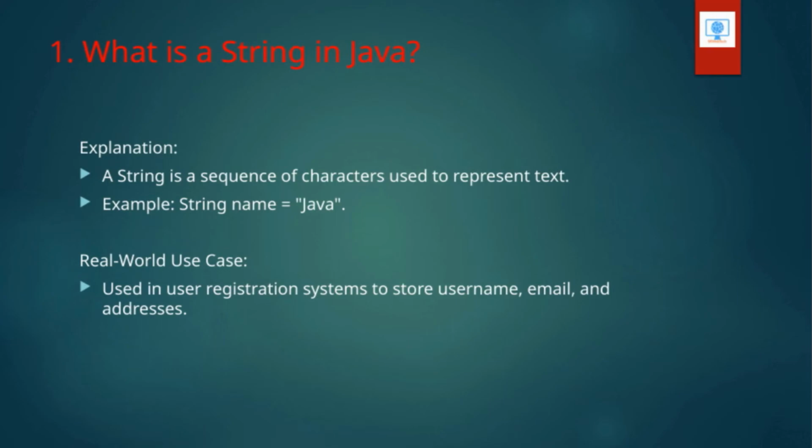Strings are incredibly important because they allow us to handle all kinds of text data in our programs. For instance, in real-world applications like user registration systems, strings are used to store information such as usernames, email addresses, and physical addresses. So whenever you're working with text in Java, you're often working with strings. They are fundamental building blocks for many features in software development, helping us manage and manipulate text effectively.